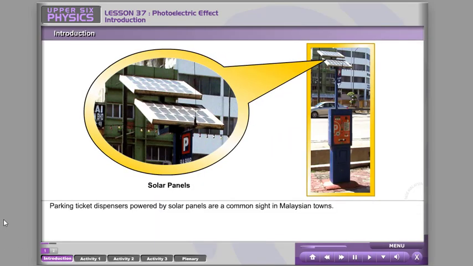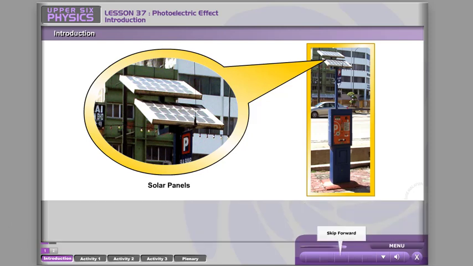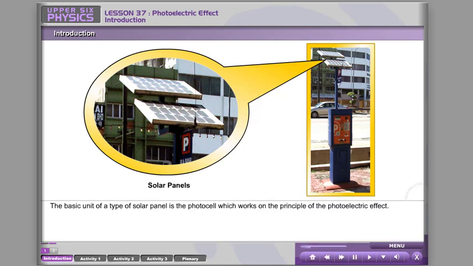Parking ticket dispensers powered by solar panels are a common sight in Malaysian towns. The basic unit of a type of solar panel is the photocell, which works on the principle of the photoelectric effect.